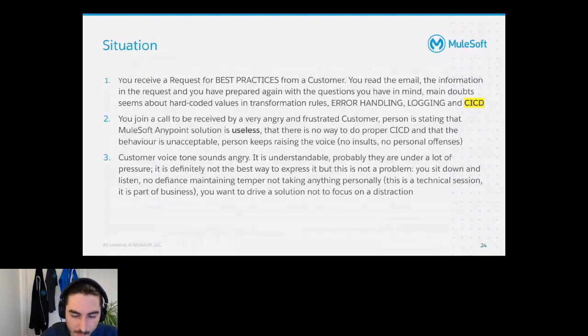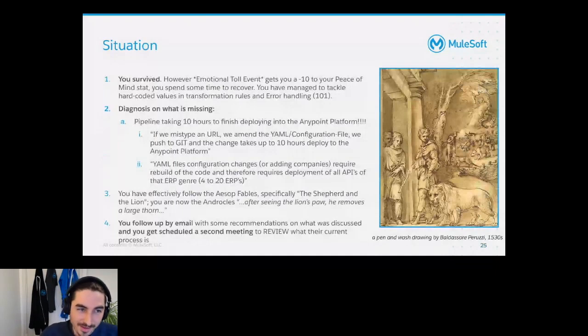And this is something that we in the industry need to understand: we have to put ourselves in other people's shoes. Probably they are under a lot of pressure to deliver. It's definitely not the best way to express it, but it's still a problem. It's not a problem for us at that time, because you sit down, you listen, no defiance, you maintain your temper, not taking anything personally, because at the end of the day this is a technical session, part of the day-to-day business, and you want to drive a solution. So imagine you get through that call, you survive, and you take a little bit of an emotional toll.